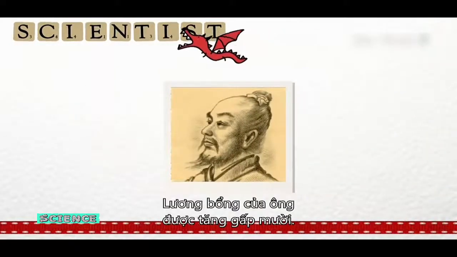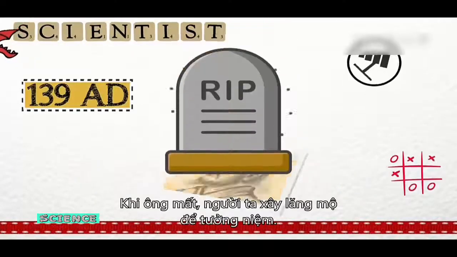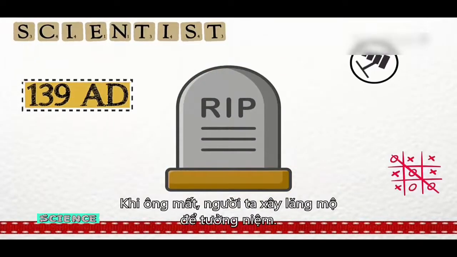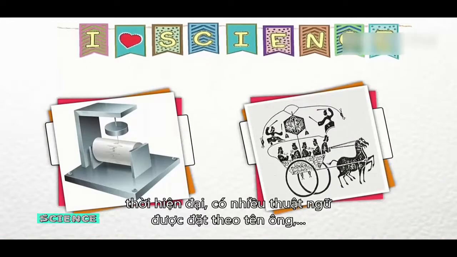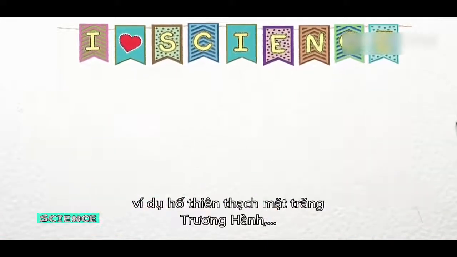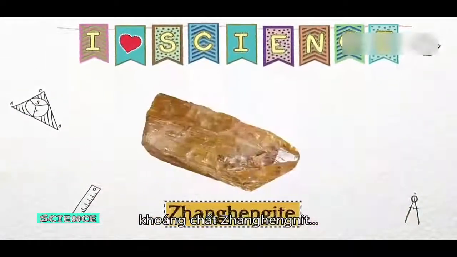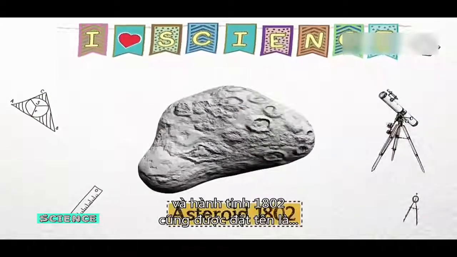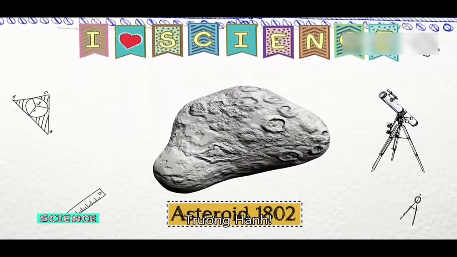Being a civil servant, his salary was increased tenfold. After he died, a tomb was erected to commemorate him. His work was so influential that several things have been named after him in modern times, including the lunar crater Zhanghe, the mineral Zhanghengai, and the asteroid 1802 called, wait for it, Zhanghang.